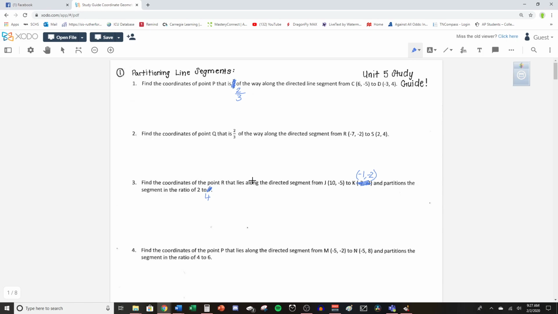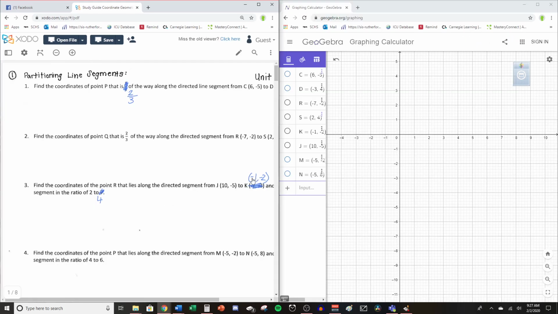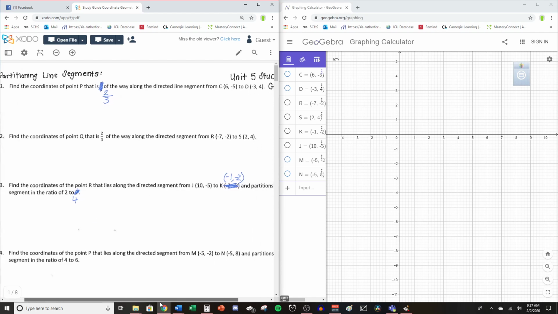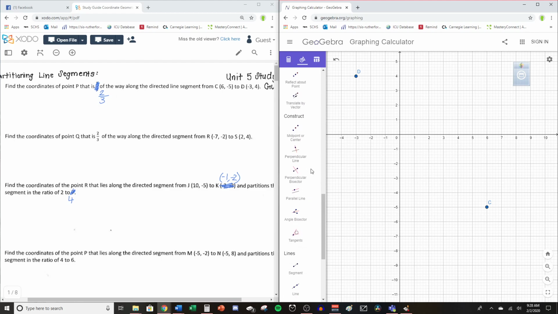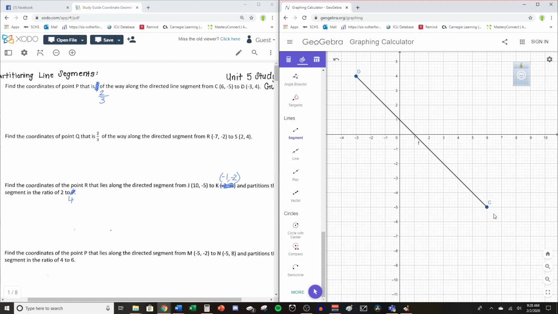What I find most helpful with these first 4 questions is to have some sort of graphing paper to plot these on. So we're going to look at this first question. It says find the coordinates of the point P that is 2/3 of the way along the directed line segment from C to D. So I'm going to go ahead and plot C right here. D is right there. And to help with this, we're going to connect these points with a segment. So from here to here.